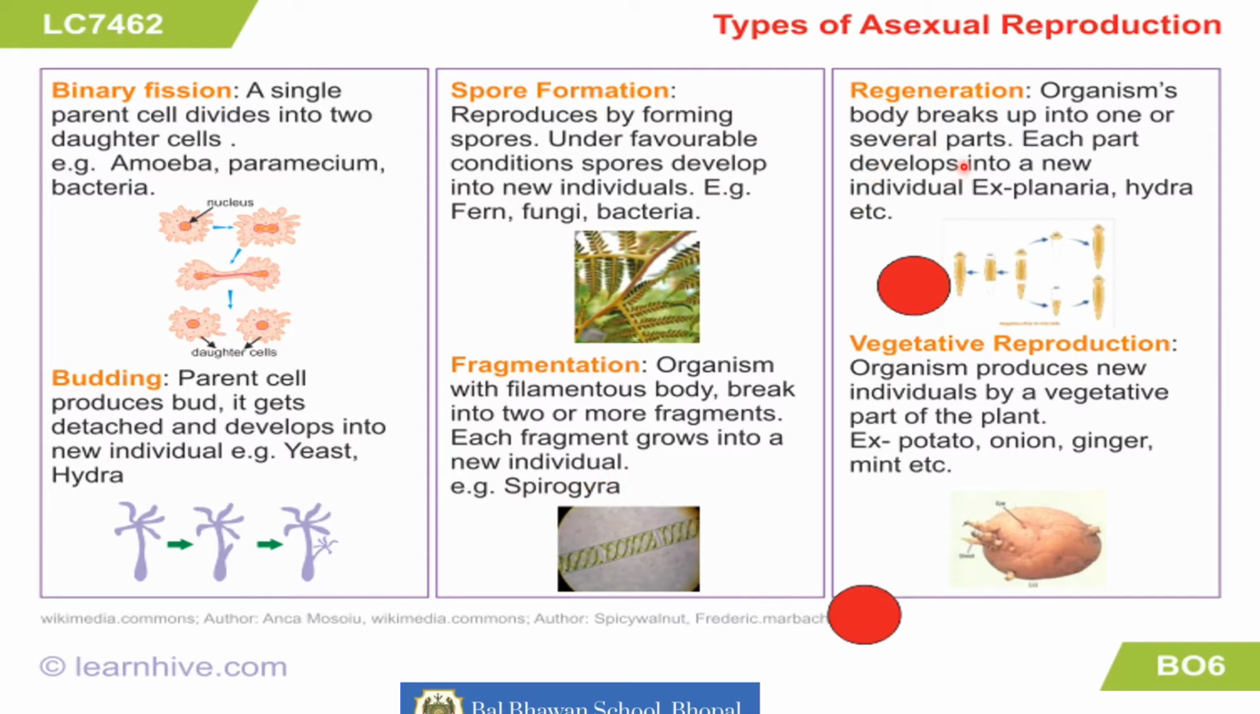Coming to regeneration. In the case of regeneration, an organism's body breaks up into one or several parts and each part has the capacity to grow into a new individual. Next, we have vegetative reproduction. In the case of vegetative reproduction, an organism produces a new individual from a vegetative part of the plant. We have this in potato, onion, ginger, and mint.